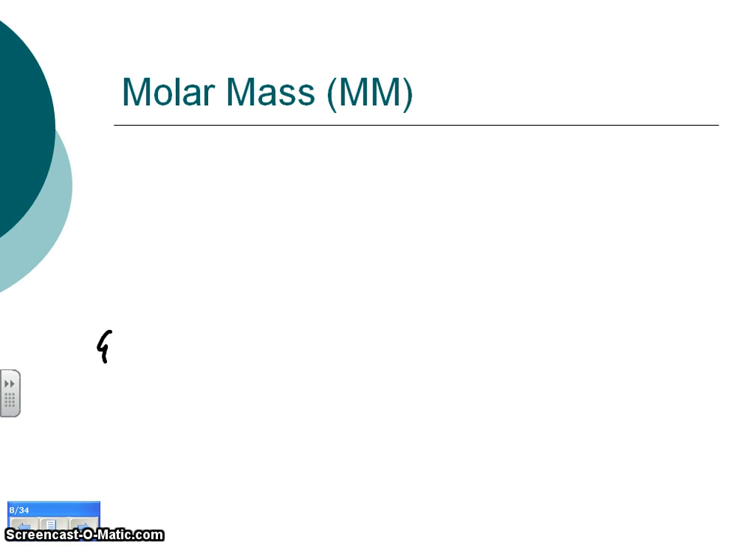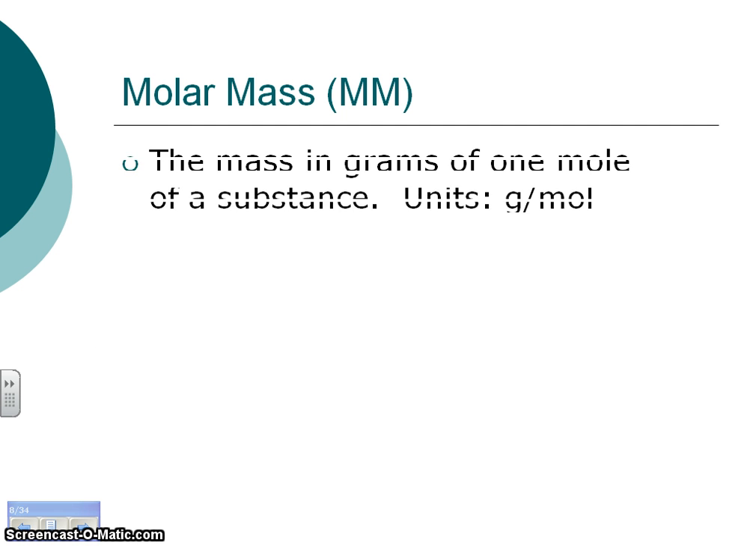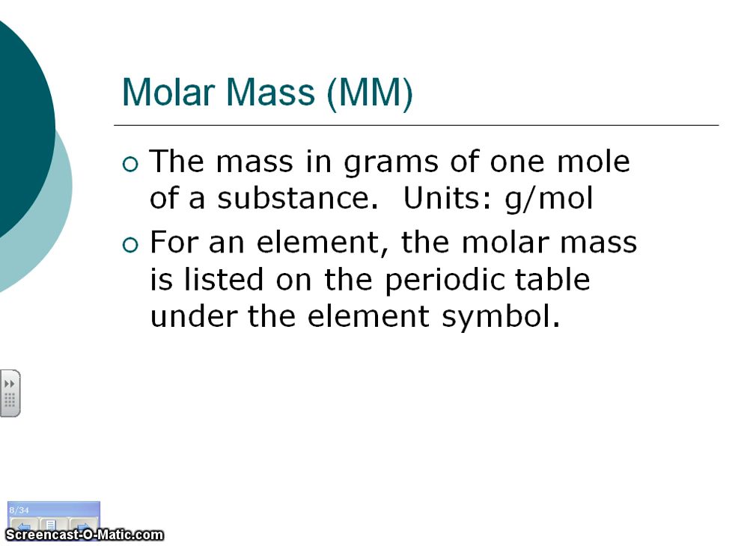Okay guys, so today's topic is going to be on molar mass. Molar mass is abbreviated MM, and basically the molar mass is the mass in grams of 1 mole of a substance, and the units for molar mass are grams per mole. Now for any element, the molar mass is listed on the periodic table underneath the elemental symbol.